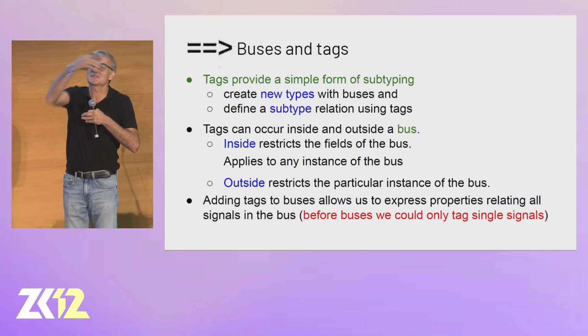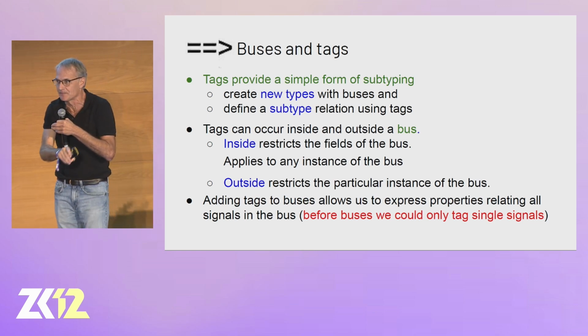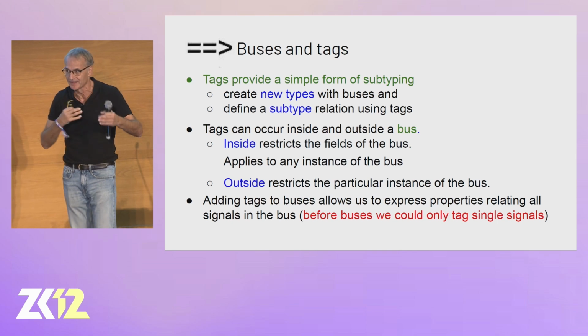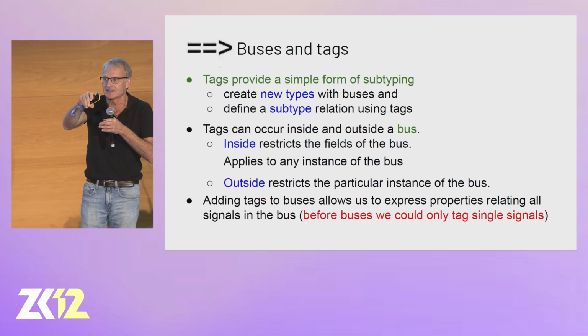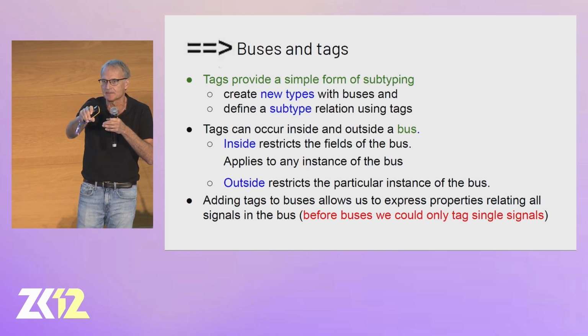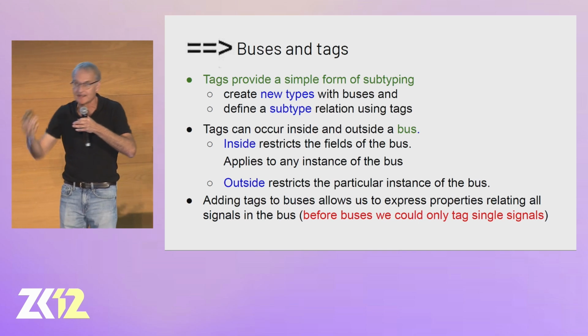And if I add it outside when using the bus, then I'm restricting the particular instance of the bus. Okay, so I can do both. I can define something that I always want to have this property in a field, I add the tag inside the bus. But if it's something that maybe sometimes I need and sometimes I don't, then I add it outside when using it.